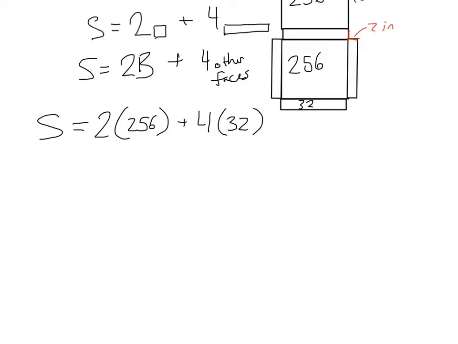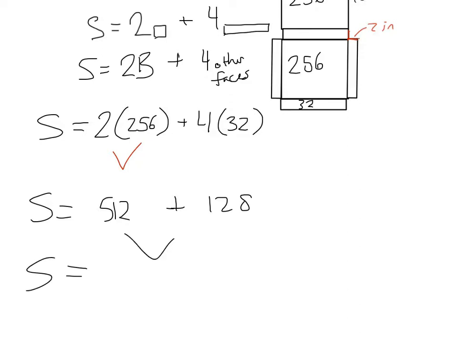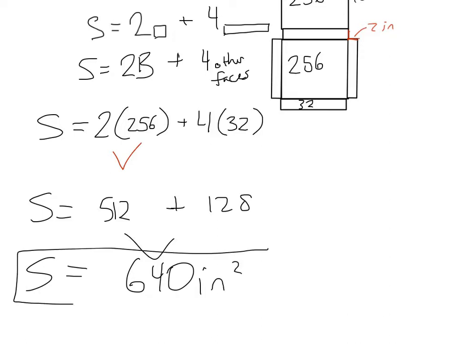So we just solve it, right? Order of operations: 2 times 256 is going to equal 512, and 4 times 32 will get you 128. If you add those things up, you get surface area equal to 640 square inches. So there you go. That's how you use a net to find the surface area, in this case of a rectangular prism like a pizza box.